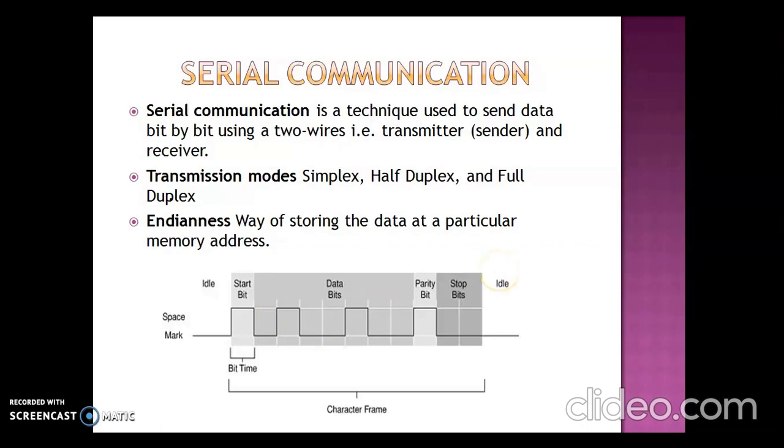After the parity bit in a serial communication follow 1 or 2 stop bits, which indicate the transfer of the frame of data being completed. Start bit, data bits, parity bit and stop bit, all these parts make one complete frame in serial communication.